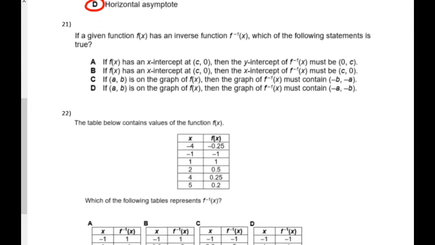Okay, for inverses, if there's an x-intercept of (c, 0), the y-intercept would be (0, c). There you go. It's not the x and the x. Nope. And if you have (a, b), it's not negative b. There's no negatives. It's just (b, a). That would be the right thing. So remember, inverse just means switch. Nothing to do with negatives. Switch x and y.